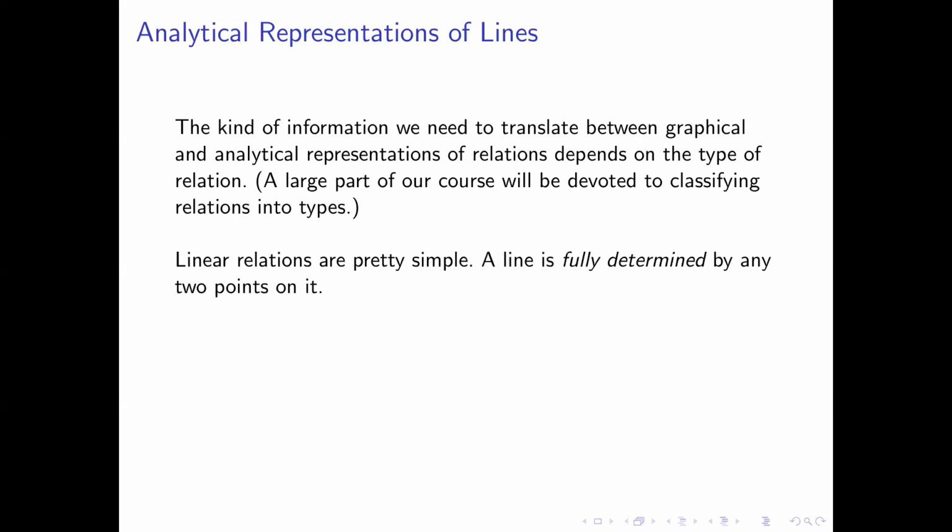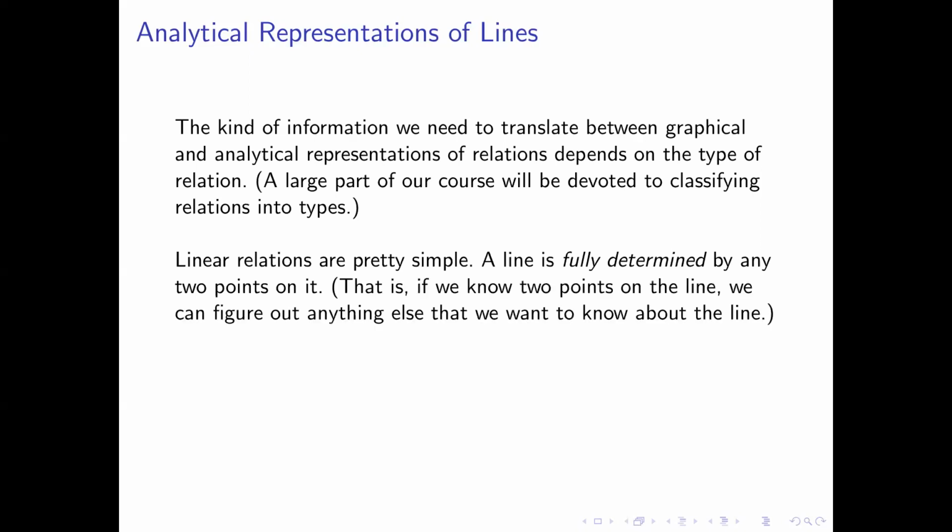One thing we can say here is that a line is fully determined by any 2 points on it. What this means, that phrase fully determined, means that if you know 2 points on the line, if you know where they are, you can figure out anything else that you want to know about the line on the basis of that initial information. So knowing 2 points on the line is enough to know, with a little bit of work, everything there is to know about the line.